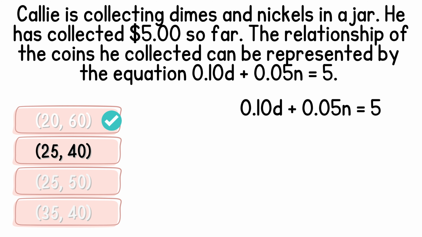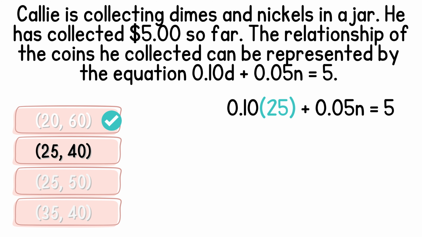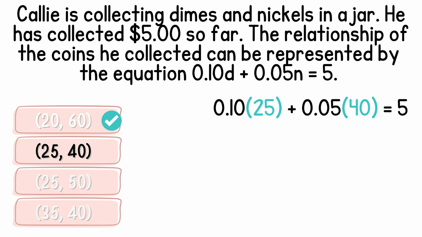Let's look at the next one with 25 dimes and 40 nickels. So D becomes 25 and N becomes 40. Multiplying will give us 2.5 and 2. When we add these together, we get 4.5 and not the 5 that we wanted. So this is not one of our solutions.